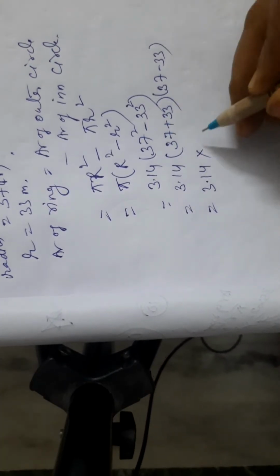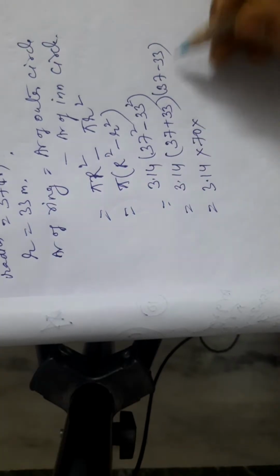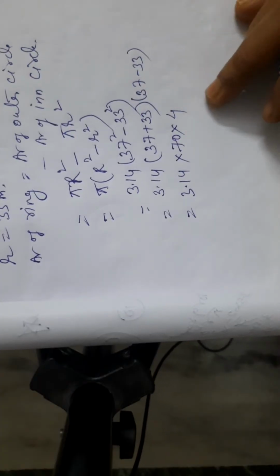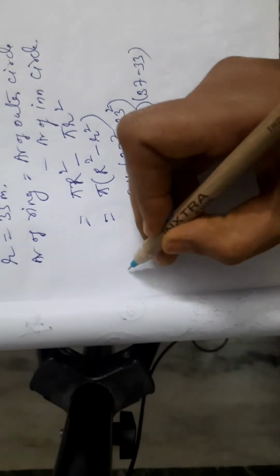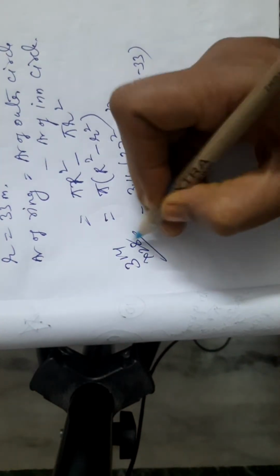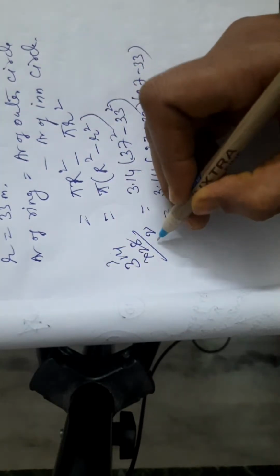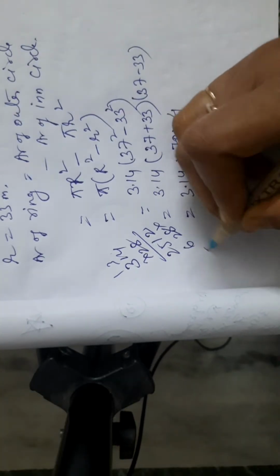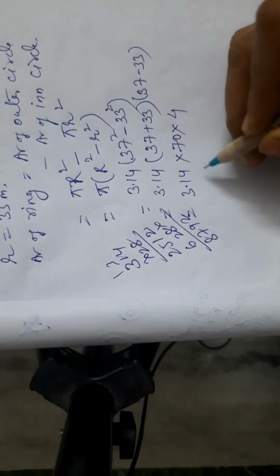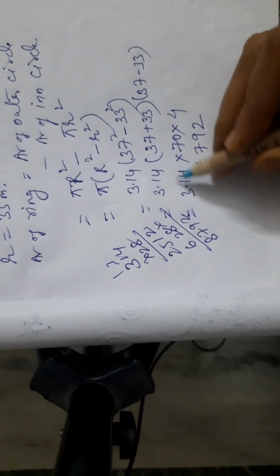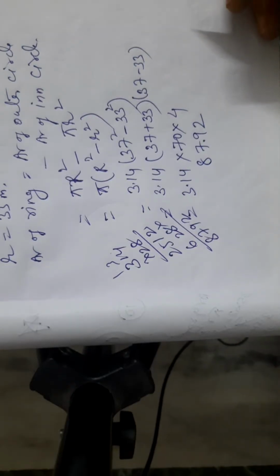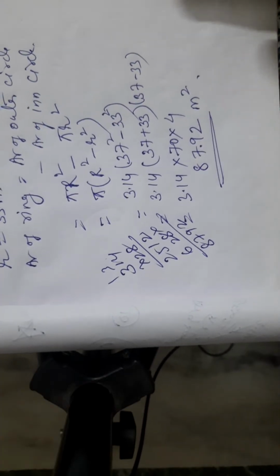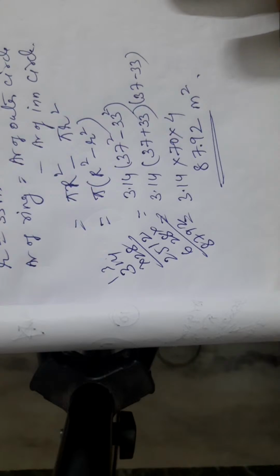3.14, adding them together, so it's 70. Subtracting them, so it's 4. Now complete the calculation where you can find out the answer. 7 4s are 28. So 314 multiplied by 28 is 8792. Decimal is after 2 digits. So 87.92. This is the final answer. We calculated area, so unit will be meter square. So this we completed question number 14.